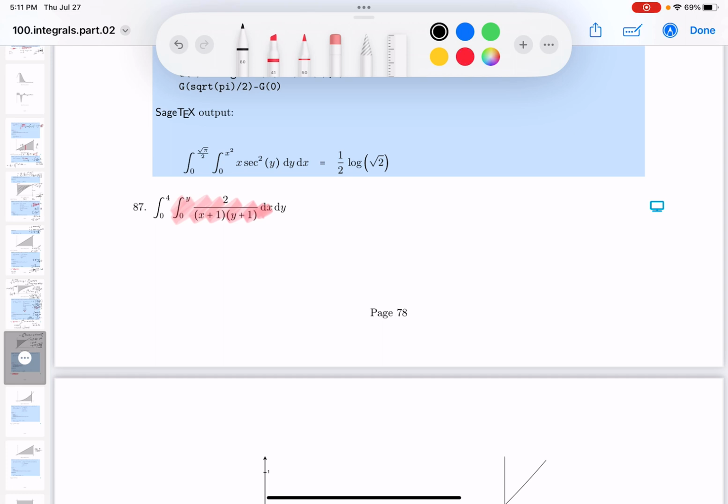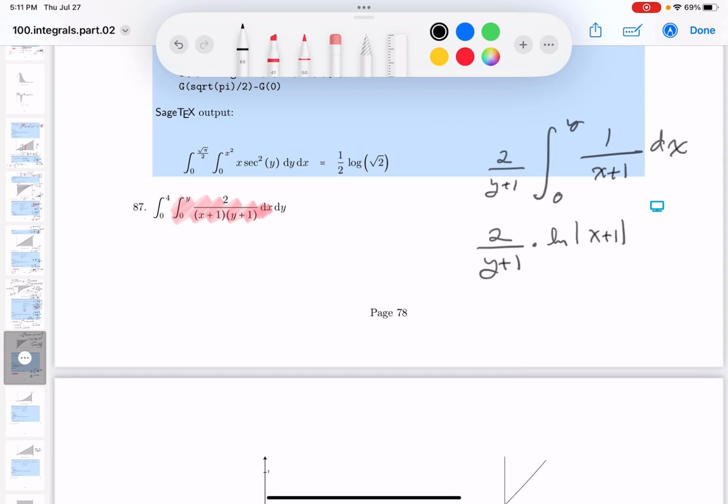I'm going to write it aside for you, though. And one thing I can do is pull out a 2, and I can pull out 1 over y plus 1. And what am I left with? I'm left with the integral from 0 to y of 1 over x plus 1 dx. And I can definitely integrate that. What do you get? 2 over y plus 1 times, that guy's antiderivative is the natural log of the absolute value of x plus 1.